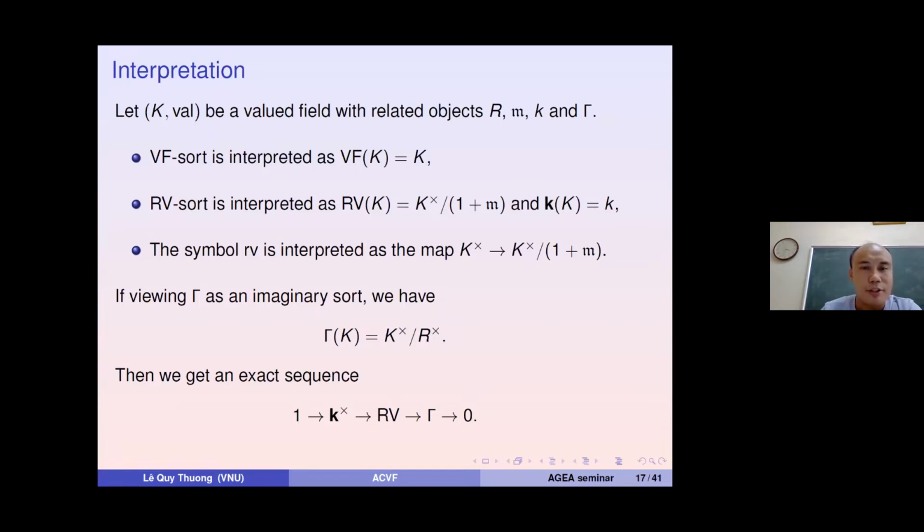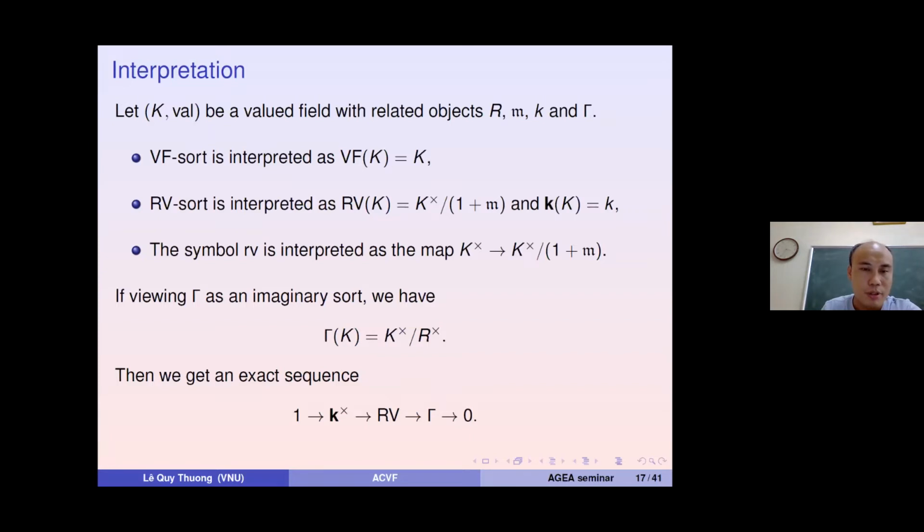And the RV sort is interpreted as RV of K, which is equal to the quotient of K star over the subgroup 1 plus M, and the symbol small rv is interpreted as a map from K star to the quotient of K star by the subgroup 1 plus M.